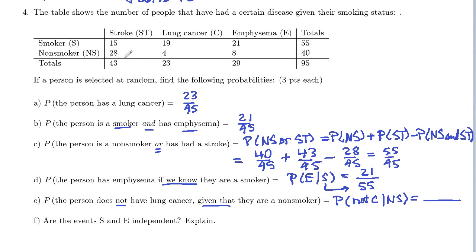So non-smokers were the second row, which is a total of 40. And out of those 40, how many did not have cancer? So out of these 40, 8 had emphysema and 28 had stroke. Only 4 had lung cancer. So this is going to be the 28 plus 8. So that's 36 out of 40.